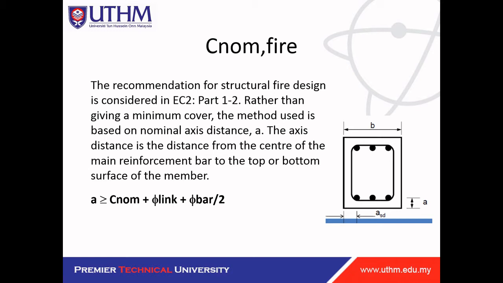Rather than giving a minimum cover, the method used is based on a nominal axis distance A. The axis distance is the distance from the center of the main reinforcement bar to the top or bottom surface of the member. So the value of A must be greater than C nominal plus D link plus D bar over 2, because the axis distance here is this value. So it must be plus half of the D bar: half of the D bar plus the D link and the C nominal.